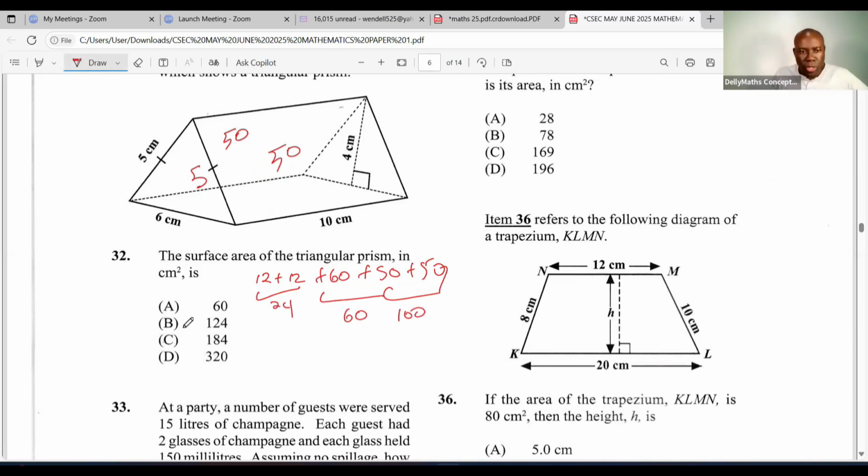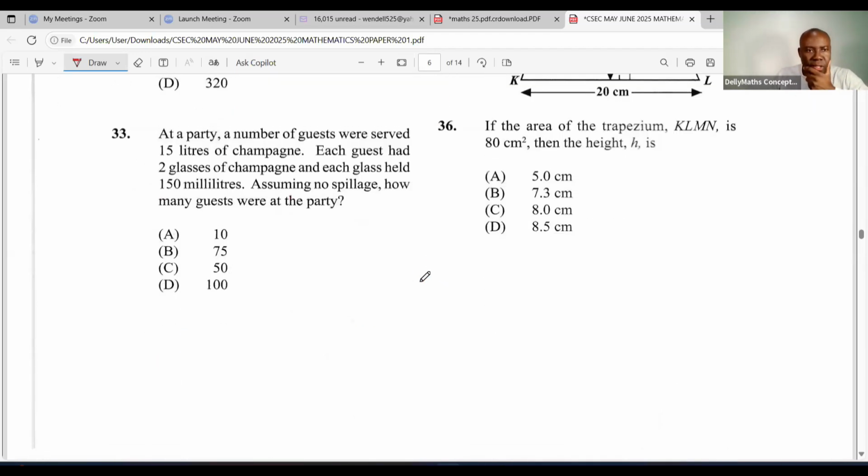So this is 184 surface area. Let's go. All right, so we just have to relax and work through. Not a big deal.